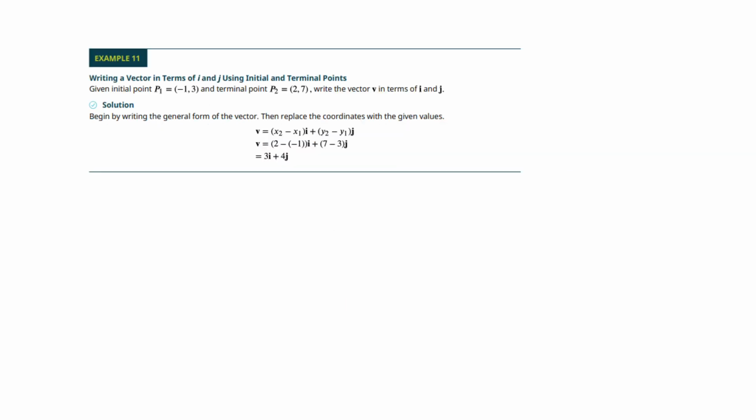Okay, so here's another. We have the terminal point and the initial point. Let's make the position vector. We know how to do this. We're going to do the terminals minus the initials. Notice the double negative here. And we're going to get what would have been 3, 4. But instead of writing it like this, we're going to write it in terms of the components, where the i represents the x and the j represents the y.